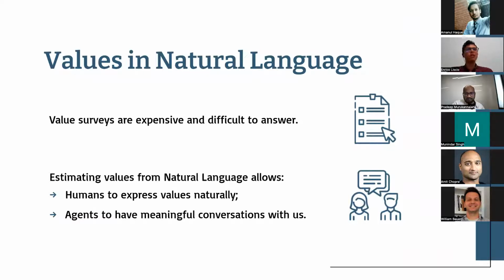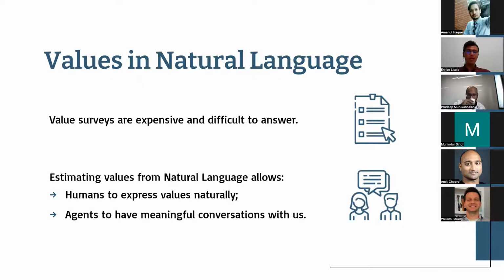As Pradeep said, using value surveys, in essence asking people what they value, tends to be very expensive because it takes time and needs to be done for large numbers of people, and it is very difficult for people to answer because there are typically hypothetical questions about what would you do in this situation? What would you think in that other situation? So these types of surveys are not really scalable, mostly. On the other hand, estimating human values from natural language, from the way in which we speak, allows, number one, to express ourselves naturally, so to express our goals. So essentially expressing what we need, for example from Maslow's pyramid, expressing what we care about. The way in which we naturally do this is through language.